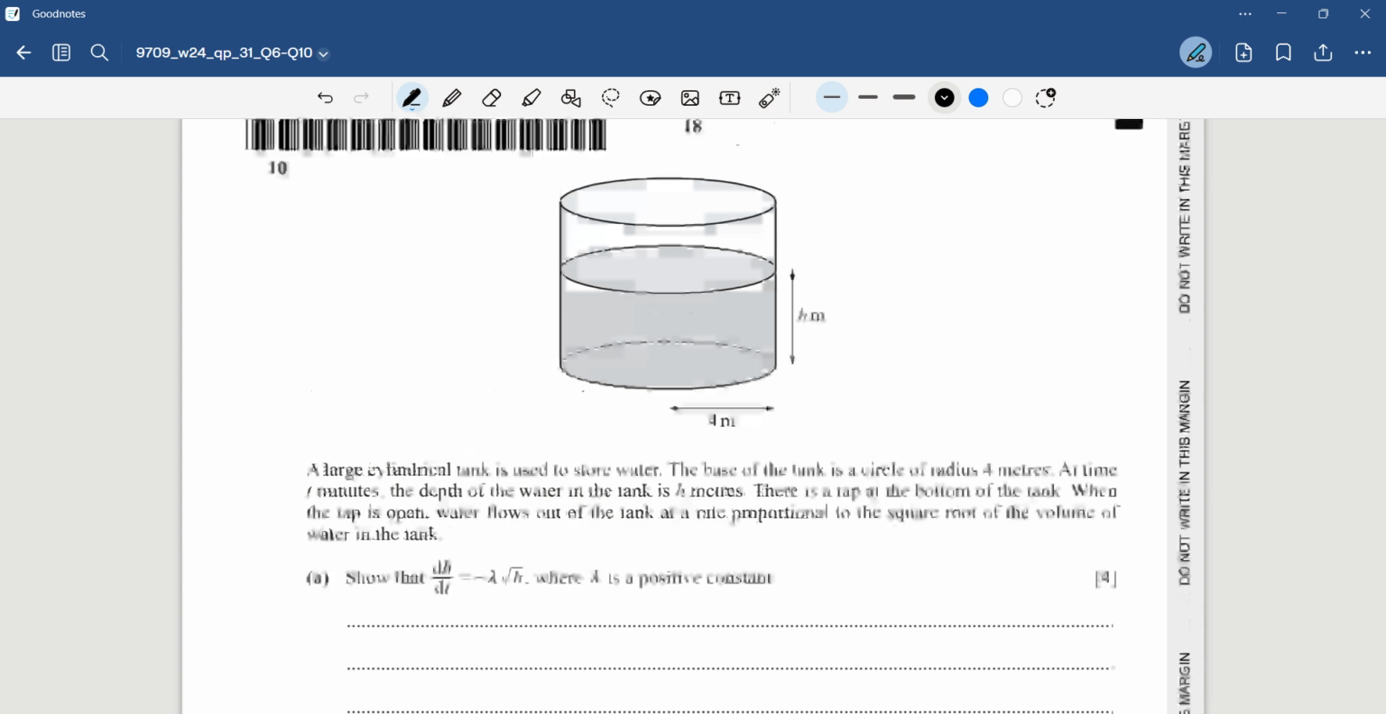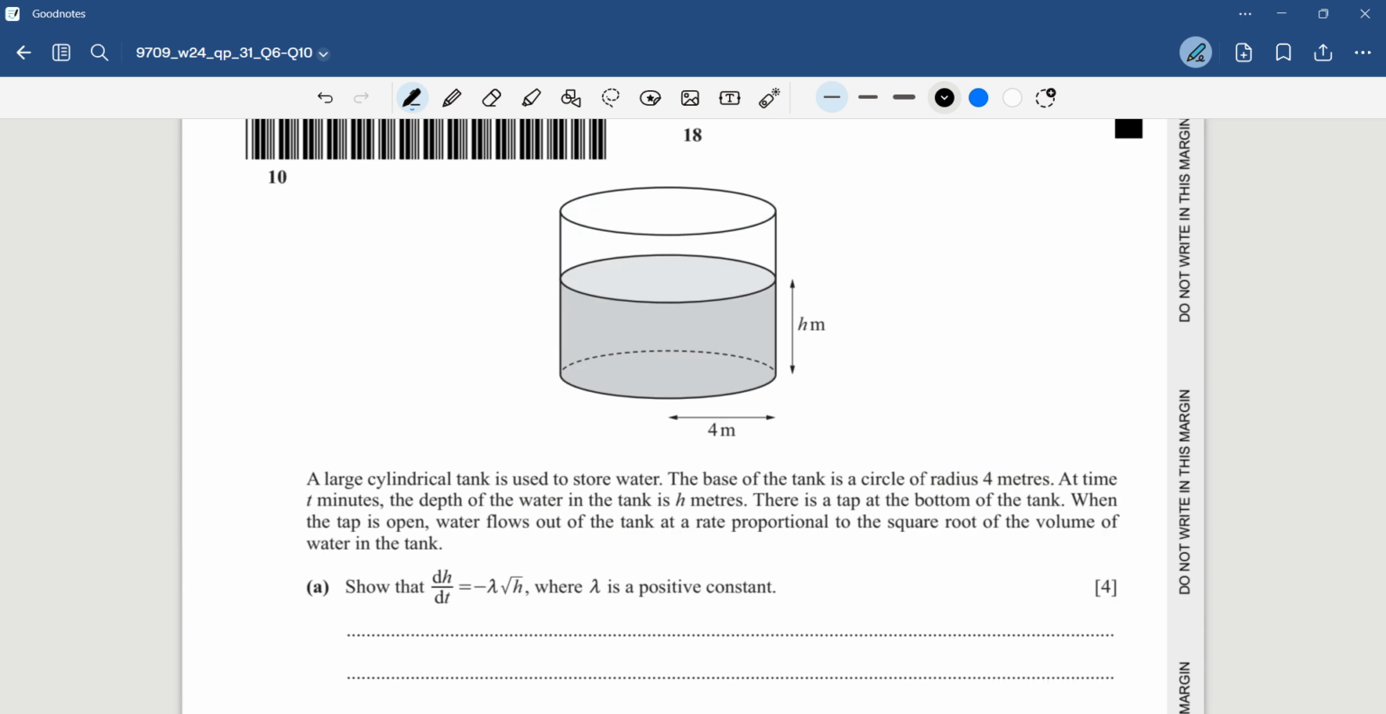And let's go to the last question. So the last question here, a large cylindrical tank is used to store water. The base of the tank is a circle of radius 4, and at time t the depth of the water is h. The tap is open, and the water flows out of the tank at a rate proportional to the square root of the volume.